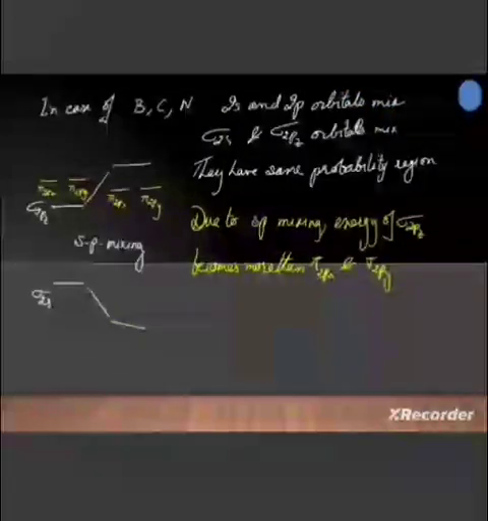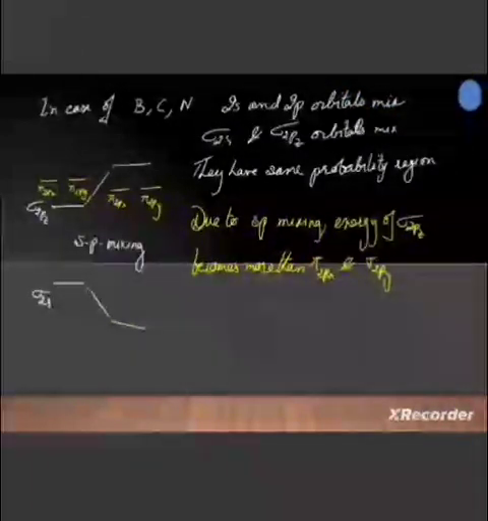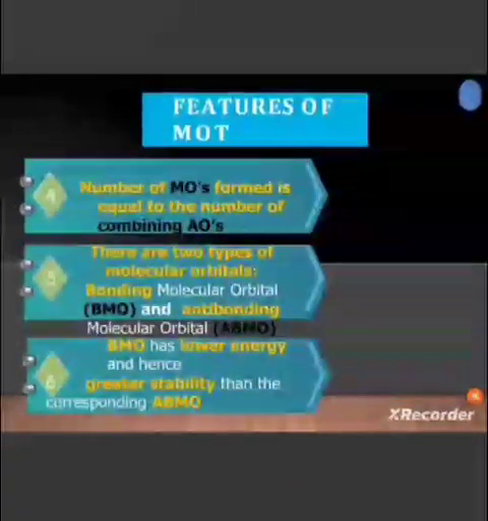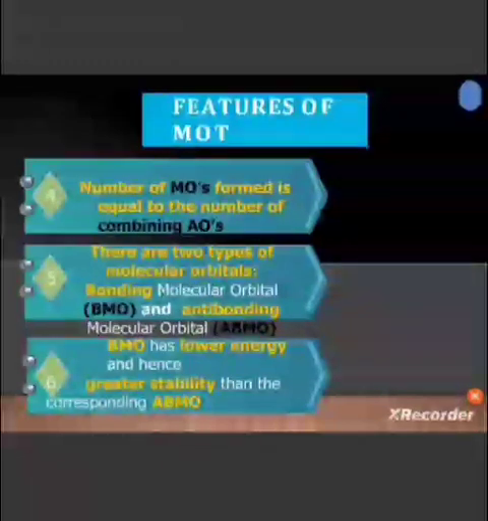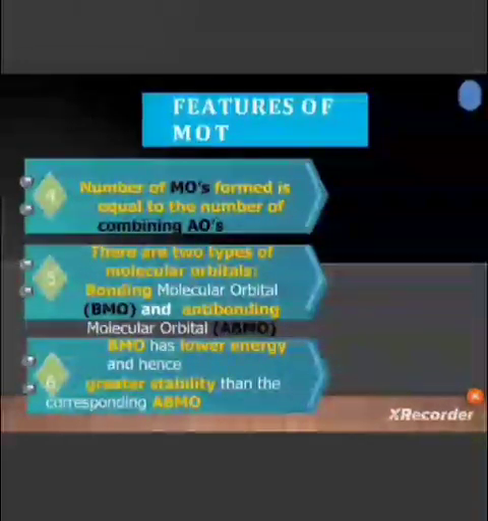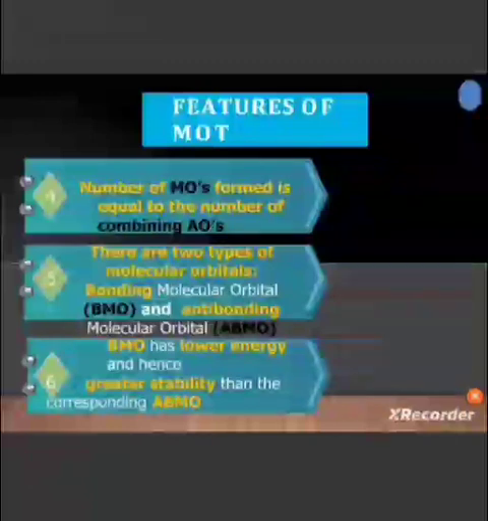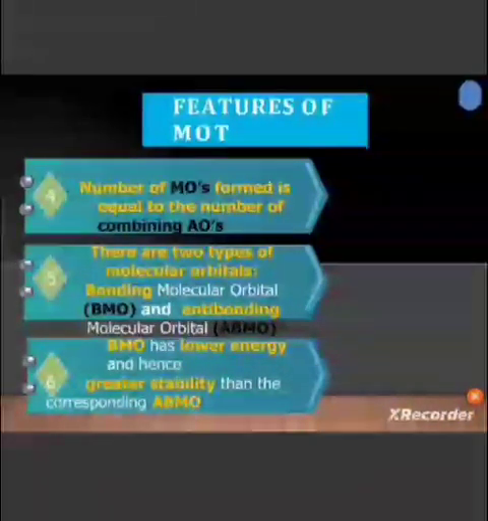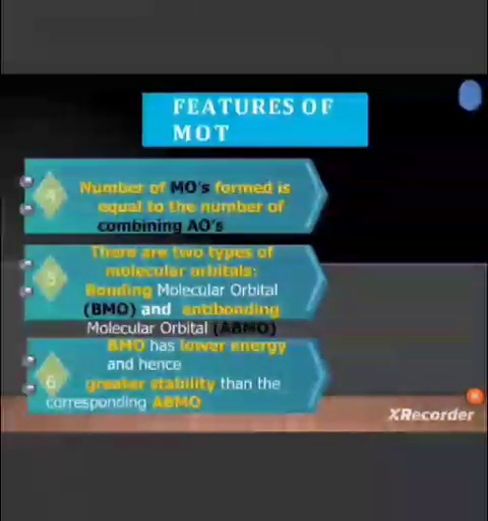Now, what are the features of molecular orbital theory? Electrons in the molecules are present in molecular orbitals. Atomic orbitals of comparable energy and proper symmetry combine to form molecular orbitals. Next, an atomic orbital is monocentric, whereas a molecular orbital is polycentric.